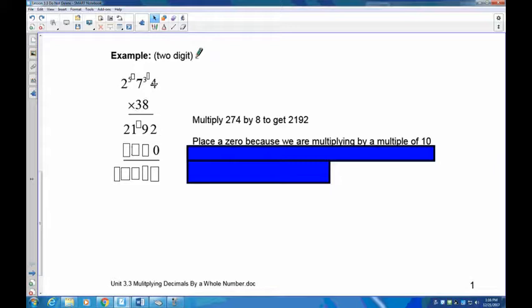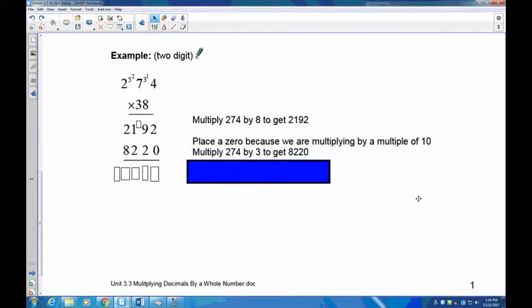So 3 times 4 is 12. I'm going to put the 2 down. I'm going to carry the 1. 3 times 7 is 21, and this one here gives me 22, so I'm going to put down the 2, and I'm going to carry the 2. And 3 times 2 is 6, plus this 2 here gives me a total of 8. So I should have multiplied 274 by 3, and that gives me 822, plus the 0 from the 30, that would give me 8,220.